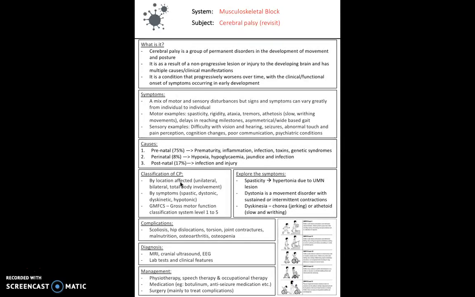Lastly, for this video we're going to take a look at cerebral palsy. So we have already covered this in the neuro block a while back, but it's really good to revisit it because it's actually important to explore the symptoms in a bit more detail in a musculoskeletal manner. So just as a recap, cerebral palsy is a group of permanent disorders in the development of movement and posture. It is as a result of non-progressive lesion or injury to the developing brain, and it's got multiple causes or clinical manifestations. It is, however, a condition that progressively worsens over time, so it's a non-progressive lesion, but the condition and the clinical findings do progressively worsen over time.